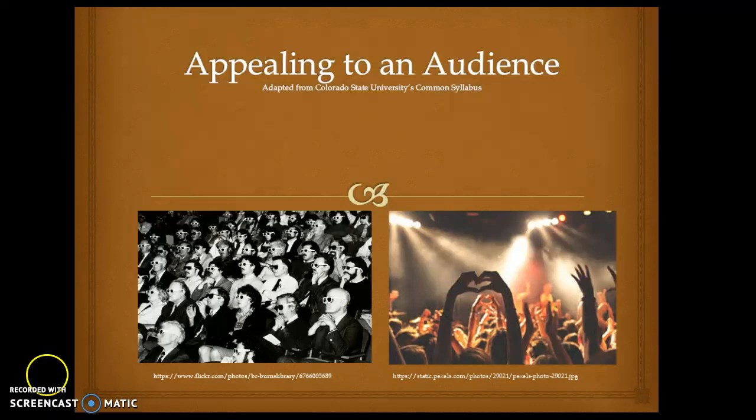So just to start us off here, I have two images of two very different audiences, likely with two very different sets of expectations. As such, we can assume that the text that is being delivered is going to differ greatly. In order for the author to be successful, it's going to be important that they have some awareness of their audience's expectations, desires, and values.